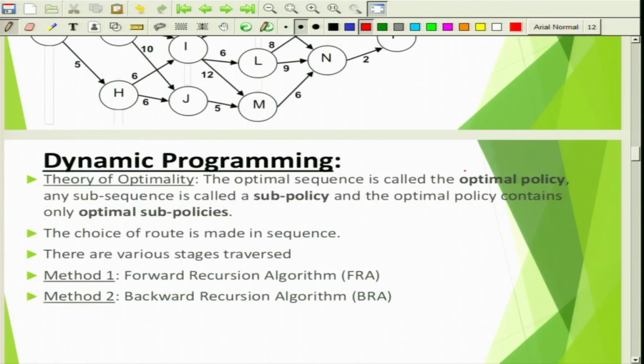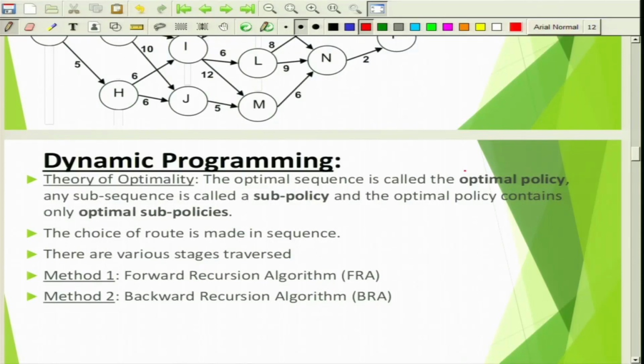The optimal sequence is called the optimal policy. Any subsequence is called a sub policy, and the optimal policy contains only optimal sub policies. Overall there is an optimal policy, you divide it across different stages, and the overall optimal policy includes optimal sub policies, right. Route is made in sequence. So there are two various approaches or methods followed to arrive at the solution.